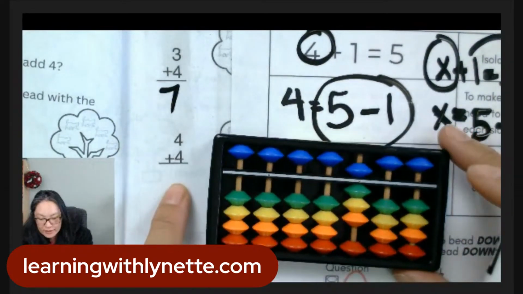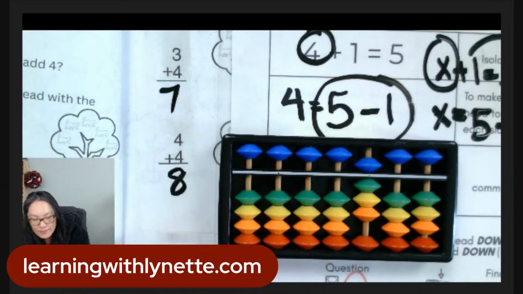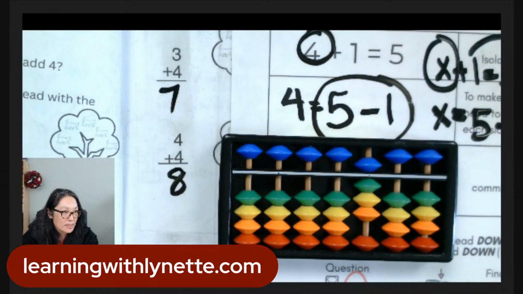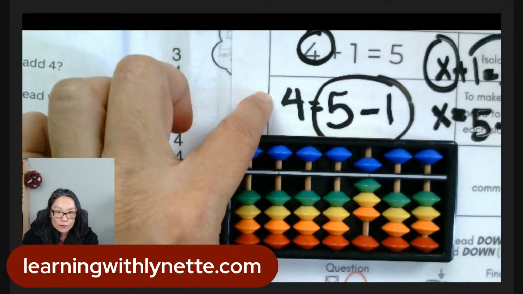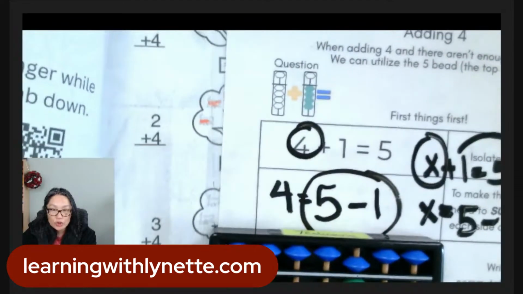So my final answer is 8. Again, we are not memorizing doubles. We're not memorizing the strategy of doubles or doubles plus 1. What we're going to do is memorize our formula. We can do it again to show you how versatile it is.